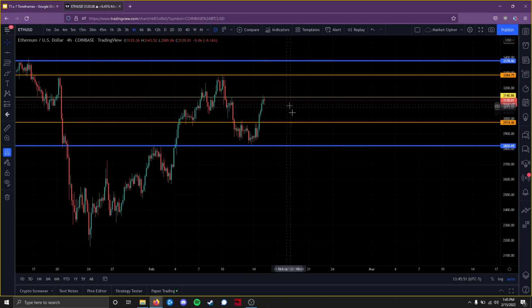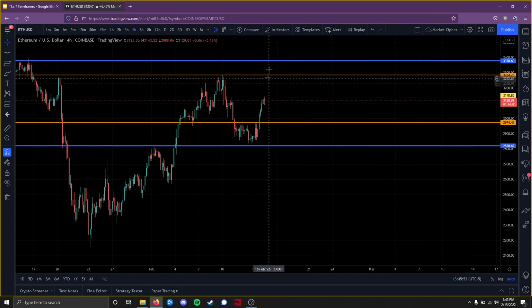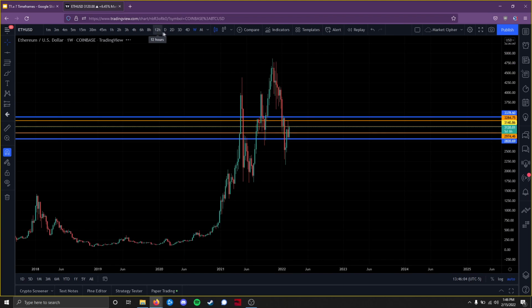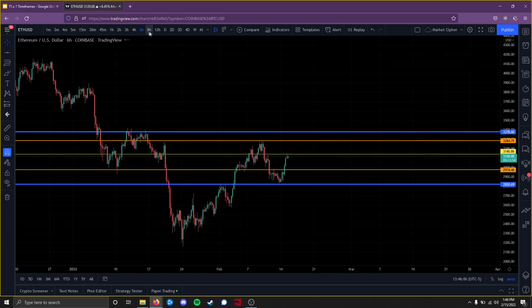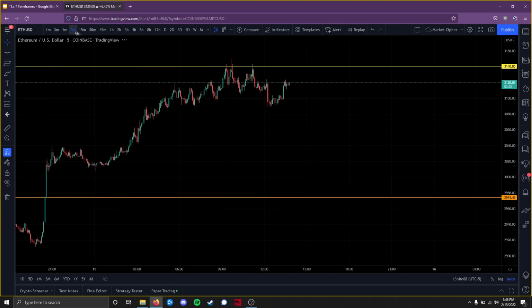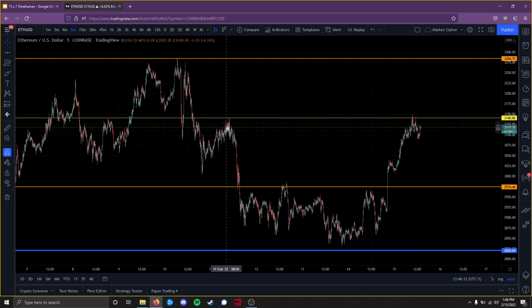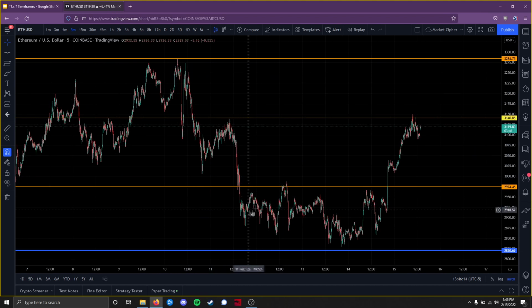Since we already have these support levels mapped up, we decided, all right, let's map out some potential targets, resistance areas that could be affected on a variety of time frames. We looked at the weekly, we looked at the daily, we looked at the 4-hour, and we looked at the 5-minute. So now we have a variety of time frames and a variety of support and resistance structures to help inform our analysis.